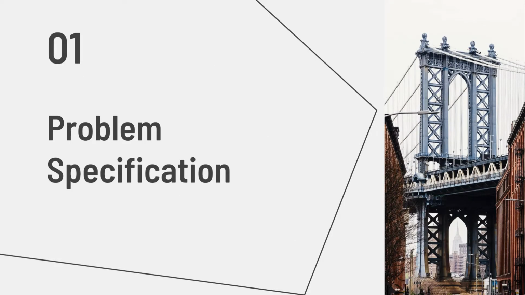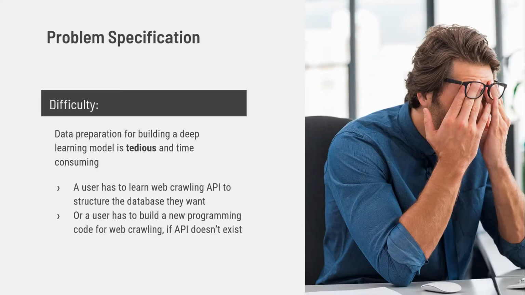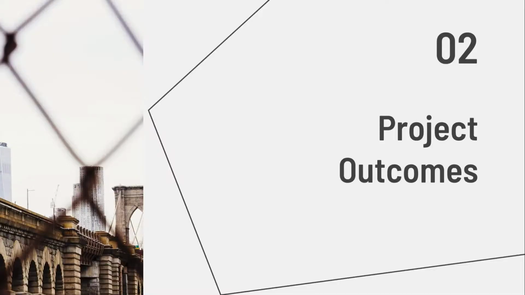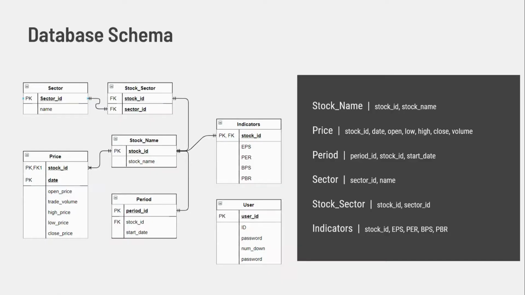Firstly, what's the problem out there? The data preparation for building a deep learning model is tedious and time-consuming. For example, a user has to learn web crawling API to structure the database they want, or he or she has to build a new programming code for web crawling. Therefore, we came out with a database system, and this is our database schema.